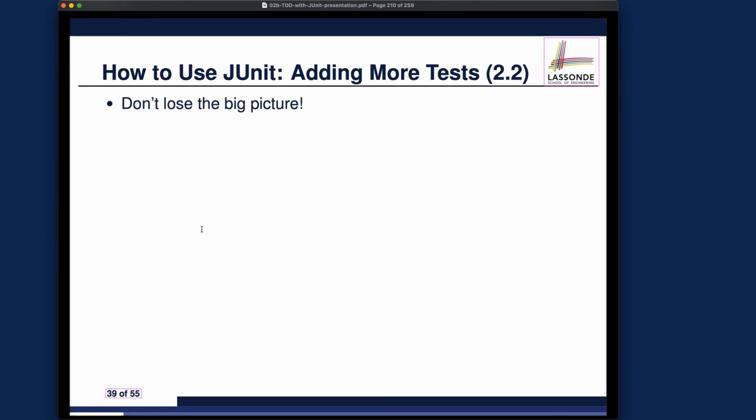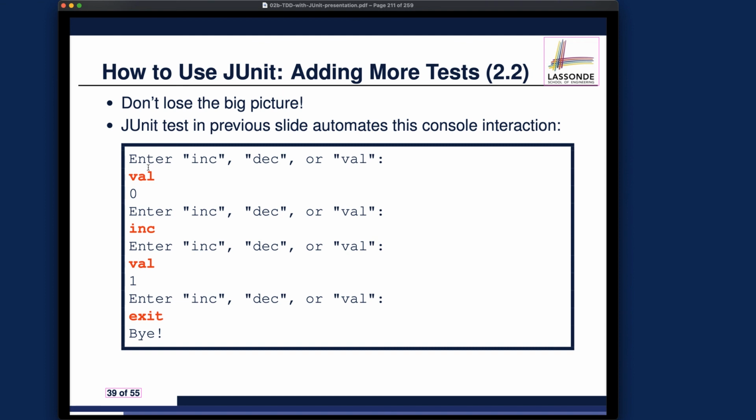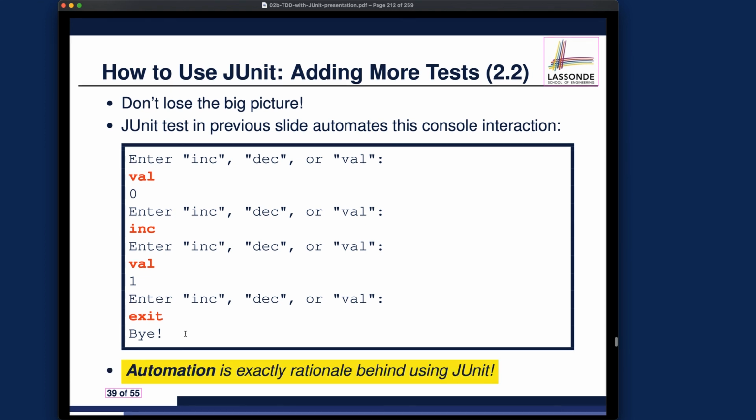Let's not lose the big picture. What we just did was simply this manual usage pattern by using the iterative console tester. But we definitely don't want to do it manually. We want to automate the test once we define the test assertions. Let's see the second example. Automation is exactly the rationale behind using JUnit. Once you define the test methods and assertions, once and for all, you can always use them for regression testing.